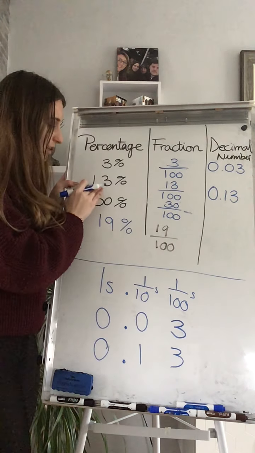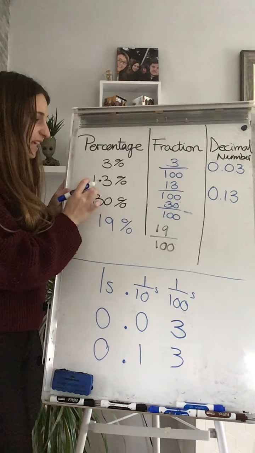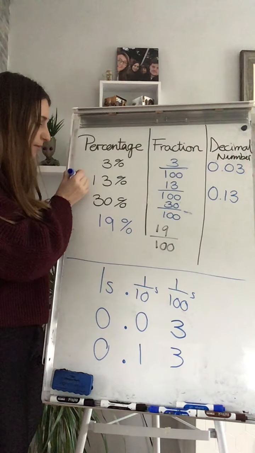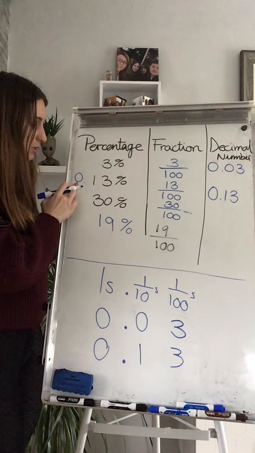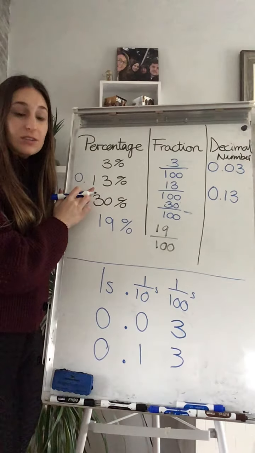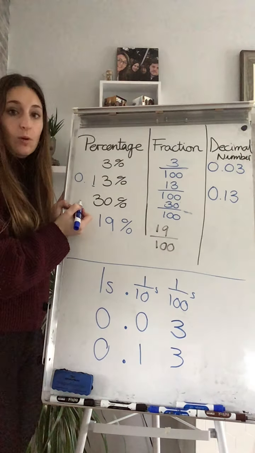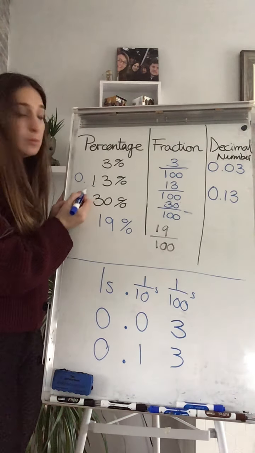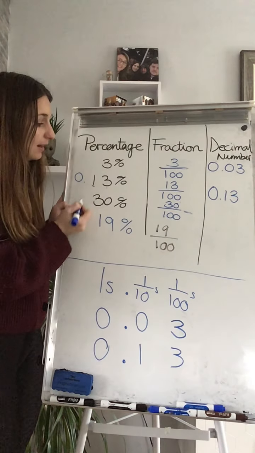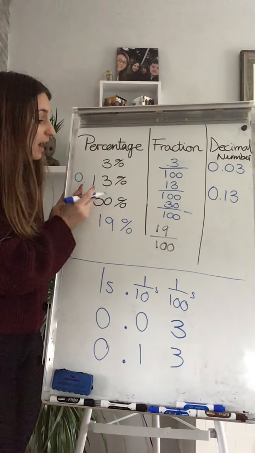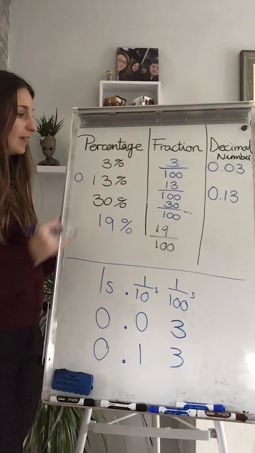So let's look at my 13%. Have I got 100? No, so I haven't got one whole, have I? So 0. Have I got 10? Yeah, 1 tenth. Now it's going to be tenths, and my 3 ones is hundredths. Okay.